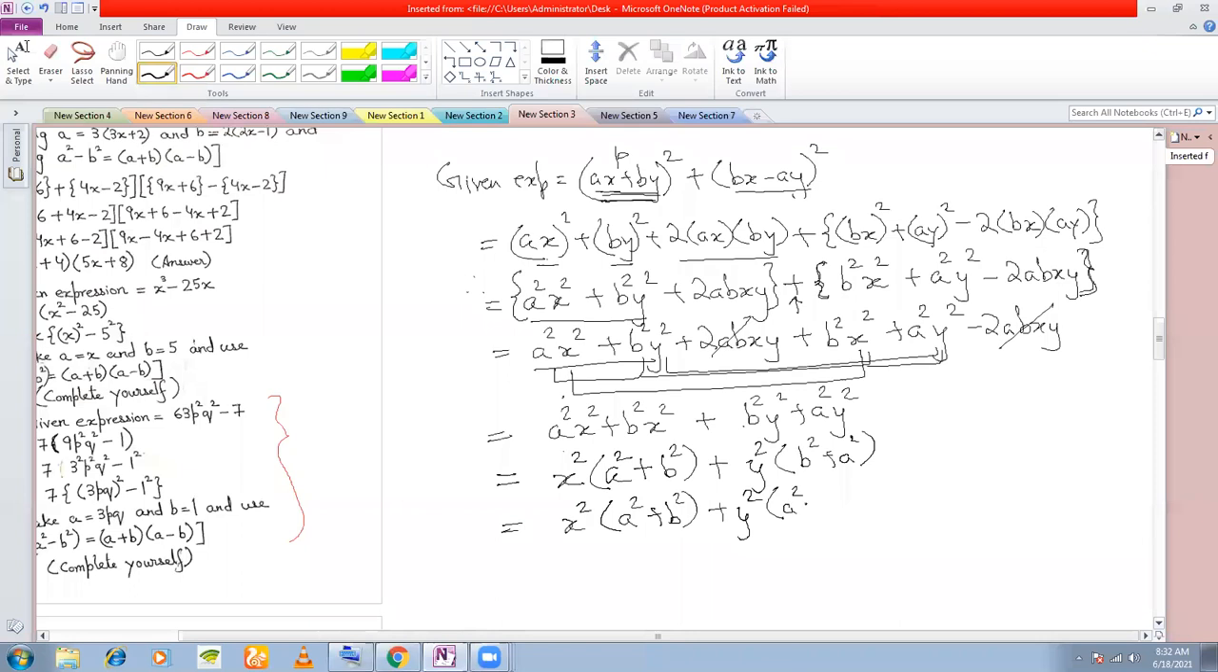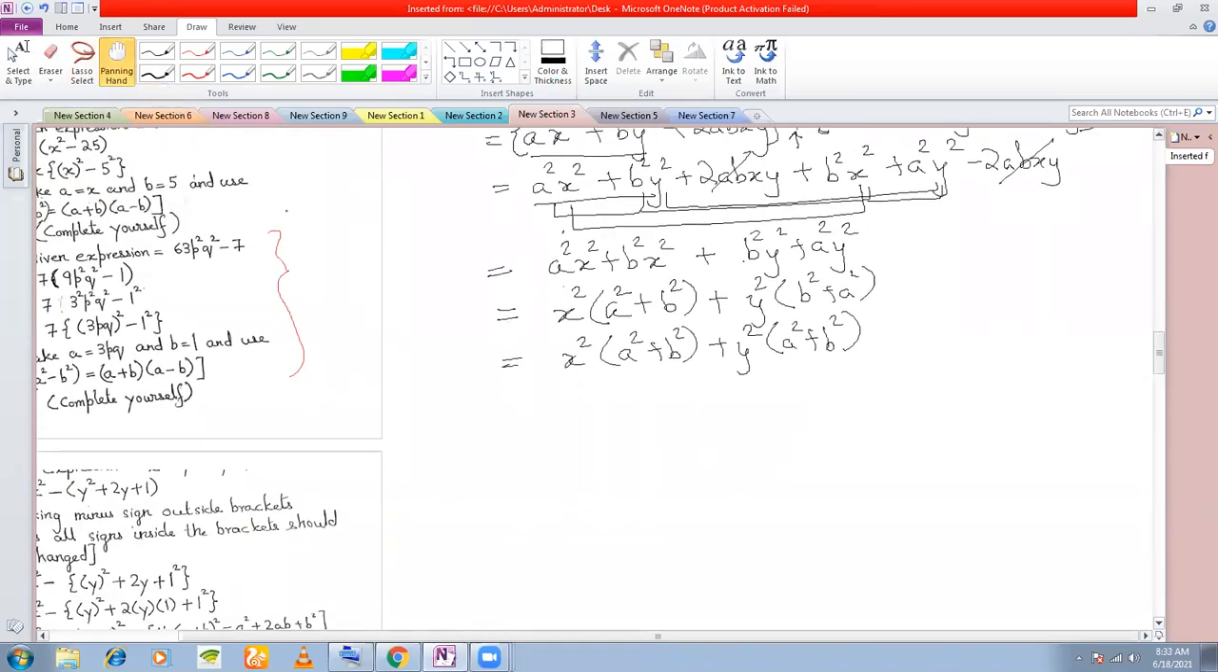This also is a square plus b square, right? And in the last step, because you are getting this same a square plus b square, you can take this out. So from this entire term, if you take out a square plus b square, what are you left with? x square. And from this entire term, taking out a square plus b square, you're left with plus y square. That's it. These are the two factors. But this is not from difference of two squares.